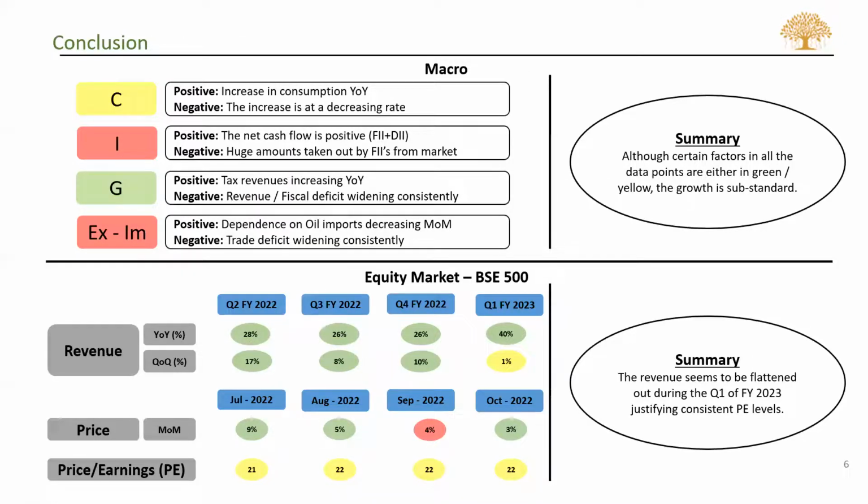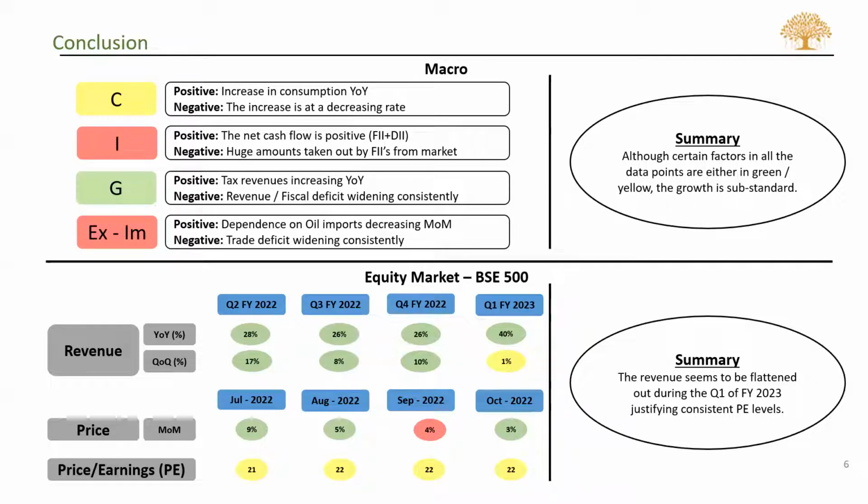So to summarize the entire thing, as Karthik mentioned, from a macro perspective, we have a conclusion that currently it looks like there is growth, but at a substandard pace, and we give it a yellow rating. And for the BSE 500, what we see is the revenue being slowed down, and also the price to earnings are remaining at the same levels. So again, basically a consistency that we are finding over the quarters and the months.